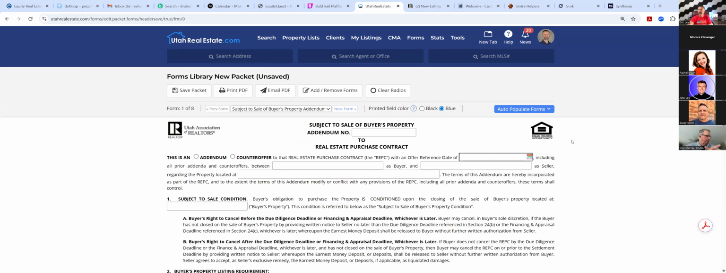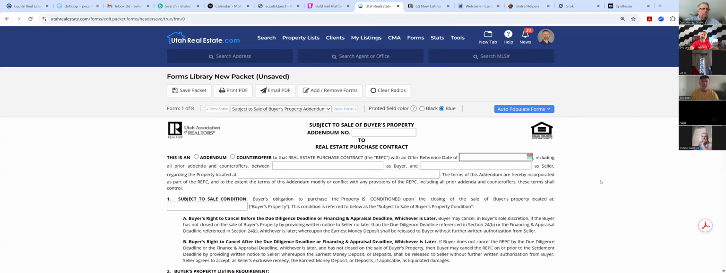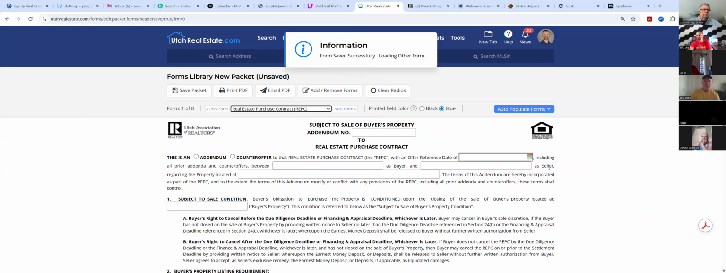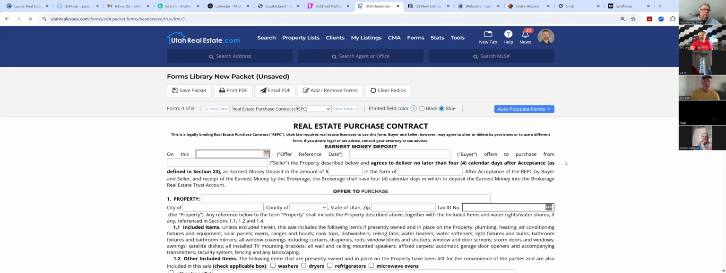Just adjust my screen a little bit. And because I don't see all of you very well when I'm sharing my screen, if you have questions, comments, please click the little button to raise your hand. It's on your chat panel, or you can just unmute yourself and ask a question that way. So first of all, we're looking at the subject to sell of buyer's property addendum. Now, before we get into this, I'm going to jump down to the real estate purchase contract because I get asked this question.